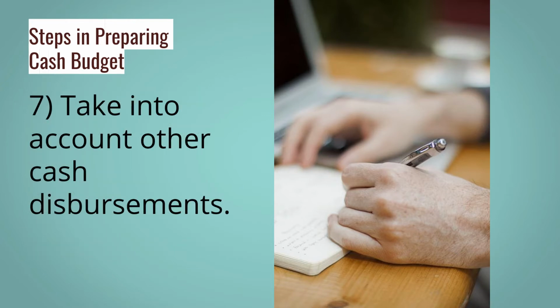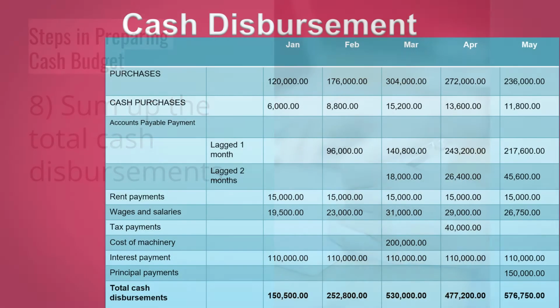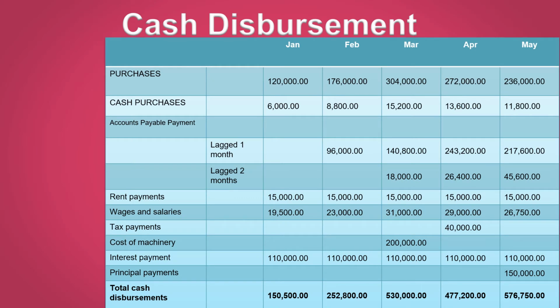Number 7, we have to take into account other cash disbursements. Other cash disbursements include wages and salaries, taxes, capital expenditures, rent, and interest payments. For step 8, sum up the total cash disbursements. Let us now try to prepare a cash disbursement following steps 5 to 8.